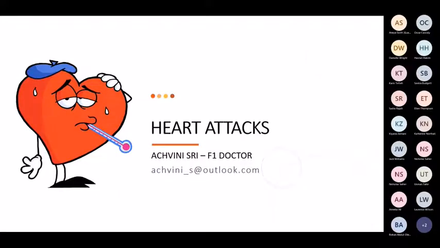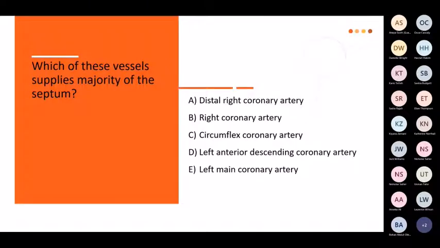So let's get started. We're starting with an SBA. Which of these vessels supplies the majority of the septum? If you put the answers in the chat. So we've got lots of D's coming in. Everyone so far has put D. Any more coming through? No, I think that's it now.